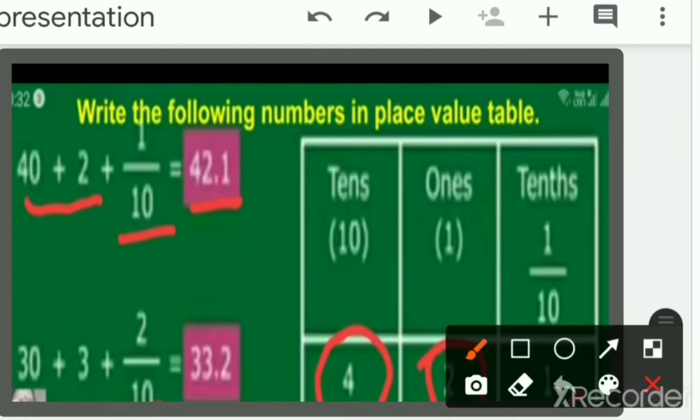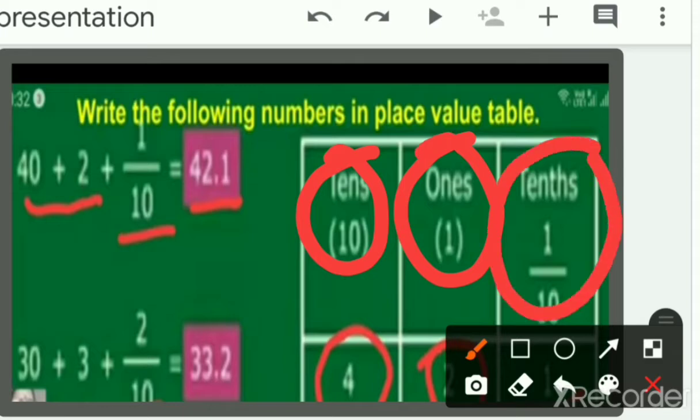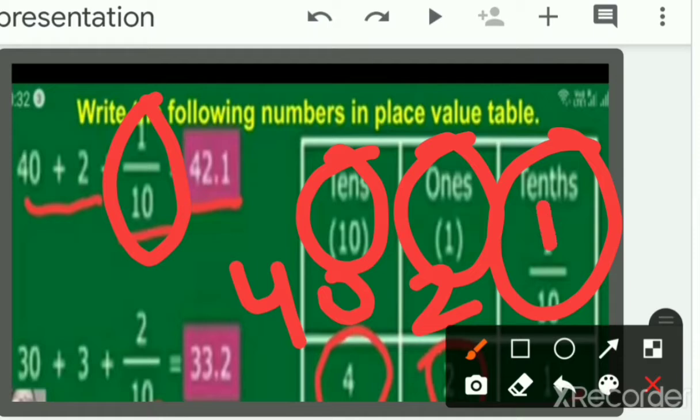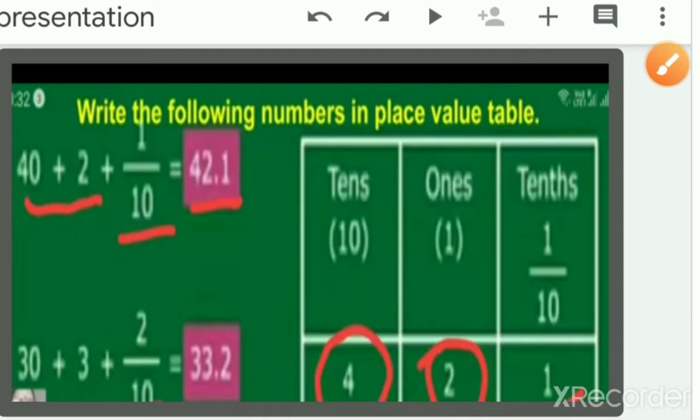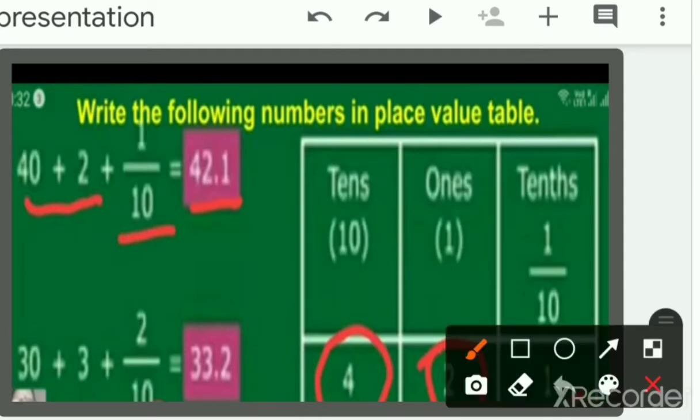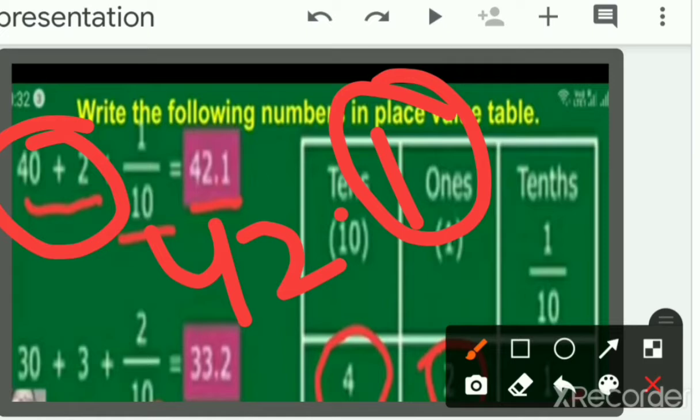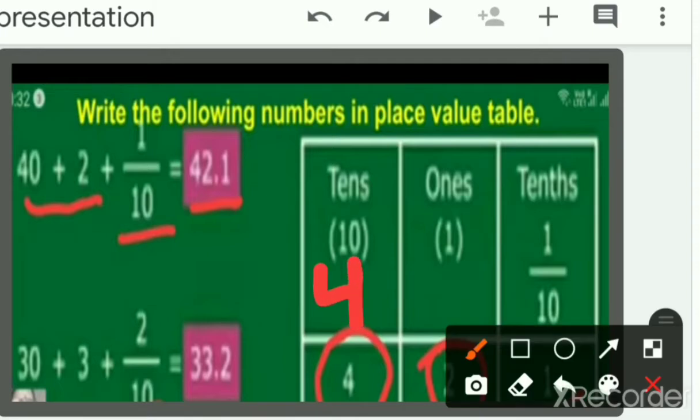So next we have the tens place and the ones place. In the tens place, 4 will come, and in the ones place 2 will come, and in the tenths place 1 will come, because it is divided by 10, so it will be 42.1. Again, this is 42.1. This is the tenths place, this place is the ones place, and this is the tens place. So in the tens place 4, in the ones place 2, and in the tenths place only 1.